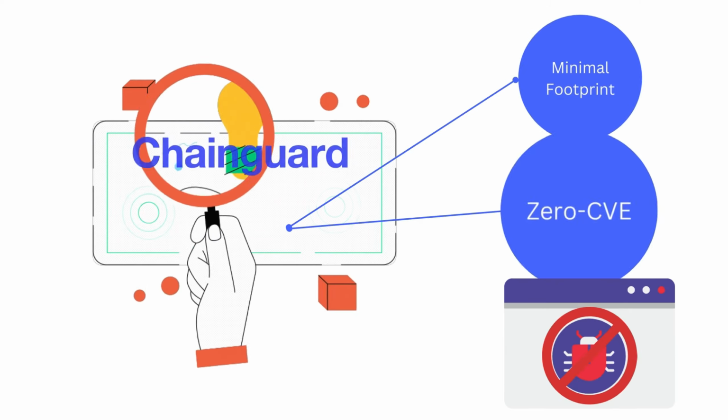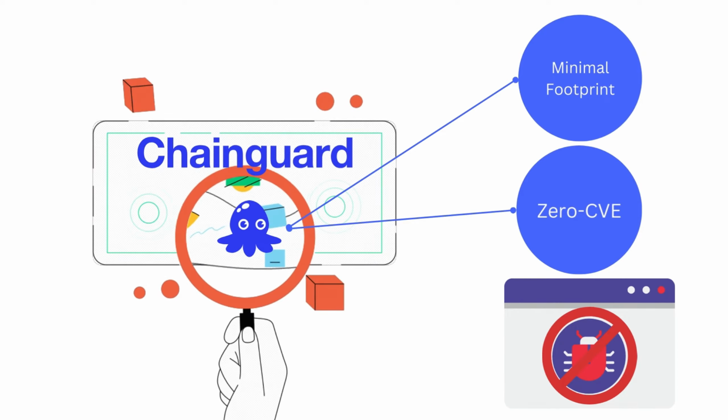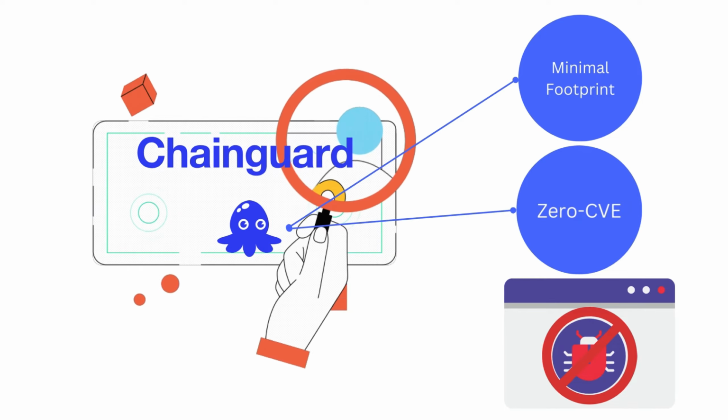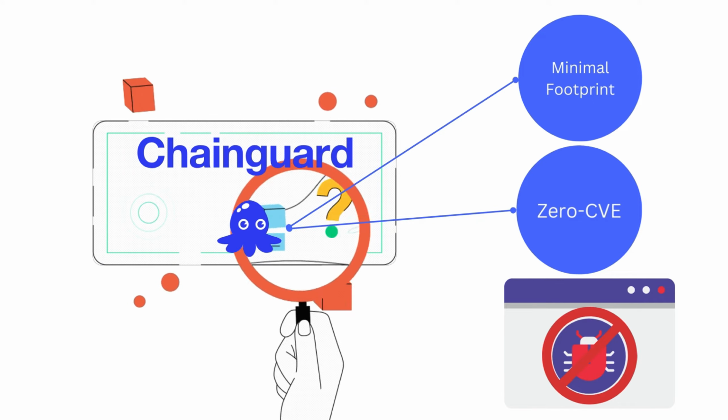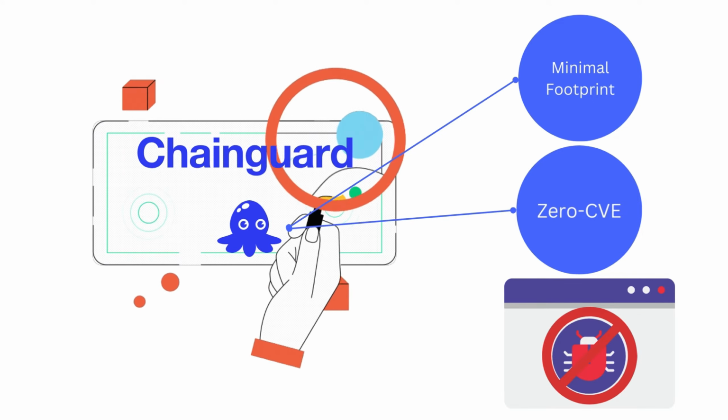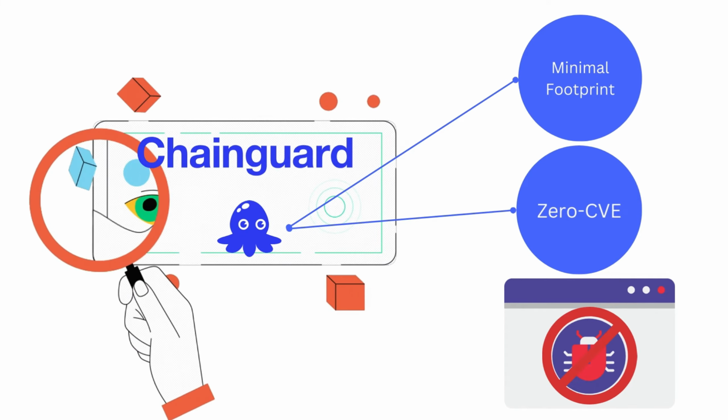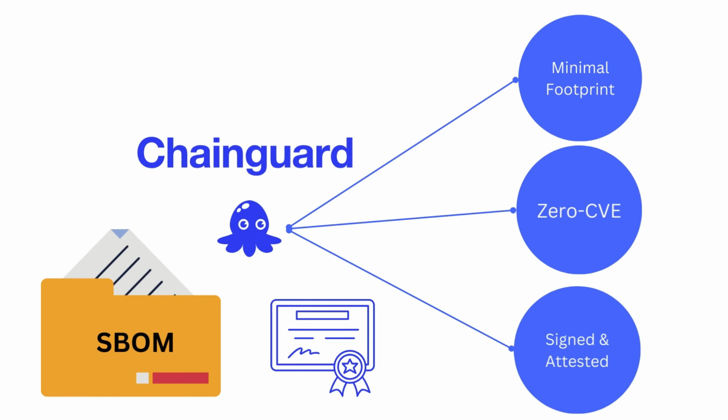The next one is zero known vulnerabilities. Chainguard images are meticulously scanned and curated to be free of known vulnerabilities. This saves you time and resources on security patching. Signed and attested. Chainguard images are digitally signed to guarantee their authenticity and immutability. Additionally, they come with attestation that verifies their security posture.